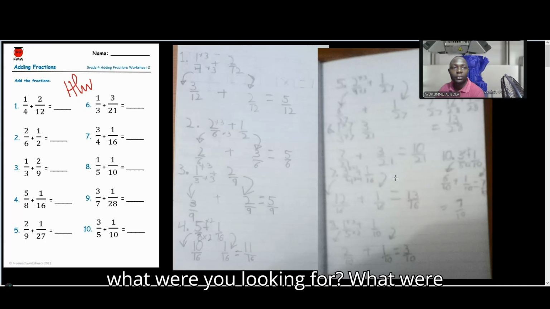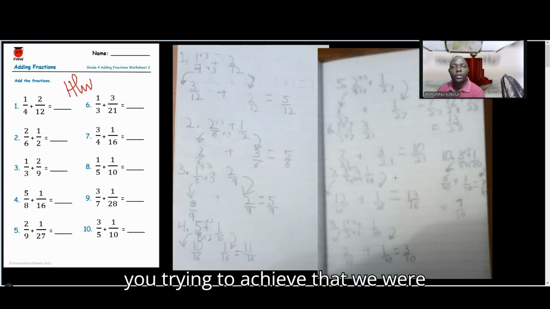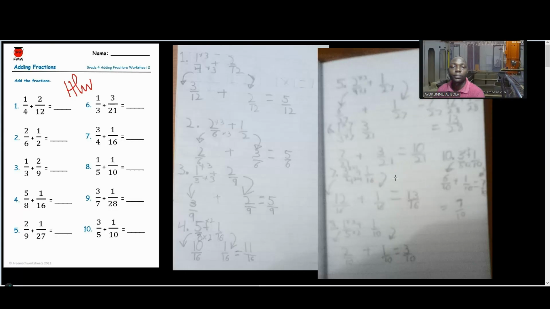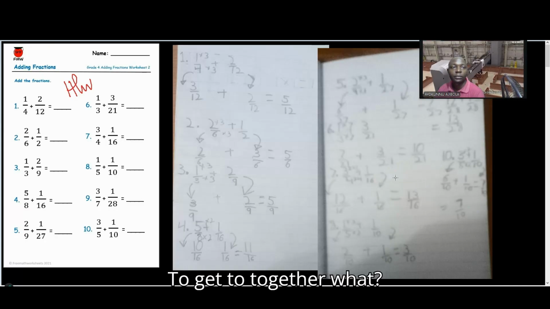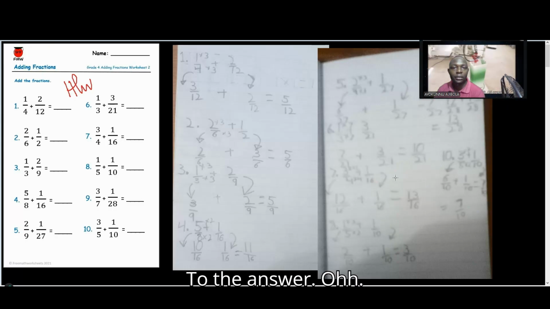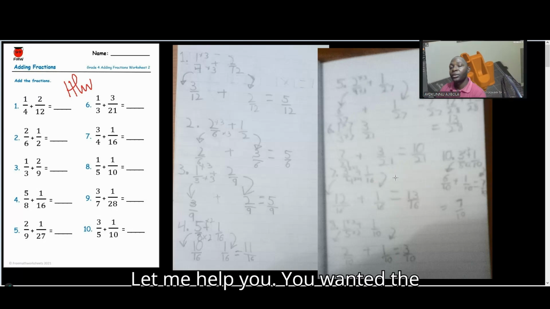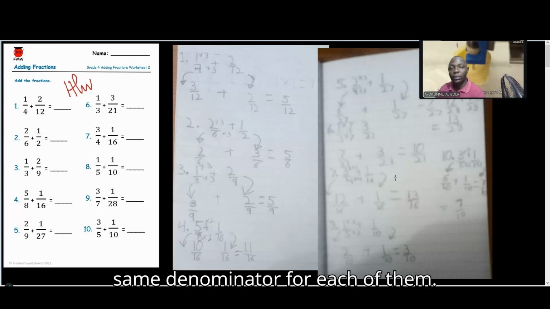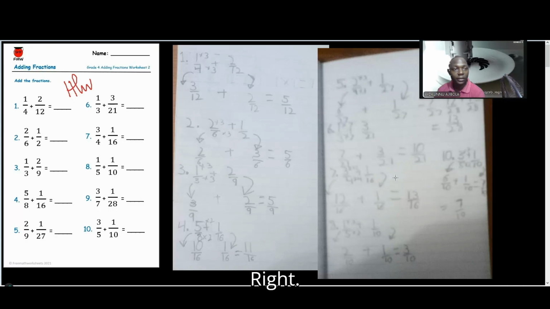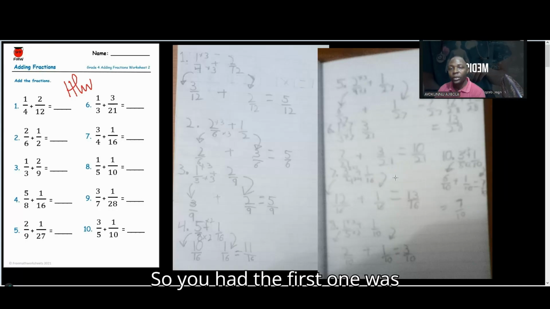And so I did 4 times 3. What were you trying to achieve by doing that number times whatever? What was the aim? To get the answer. Let me help you. You wanted the same denominator for each of them, right?